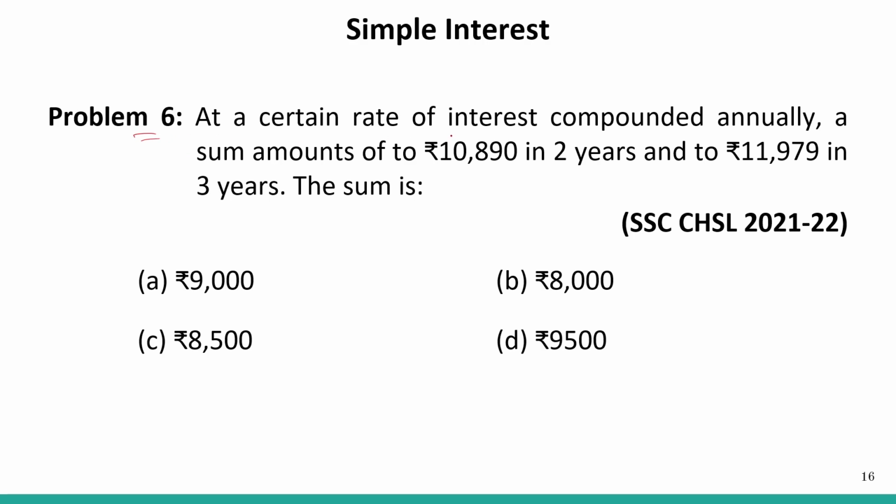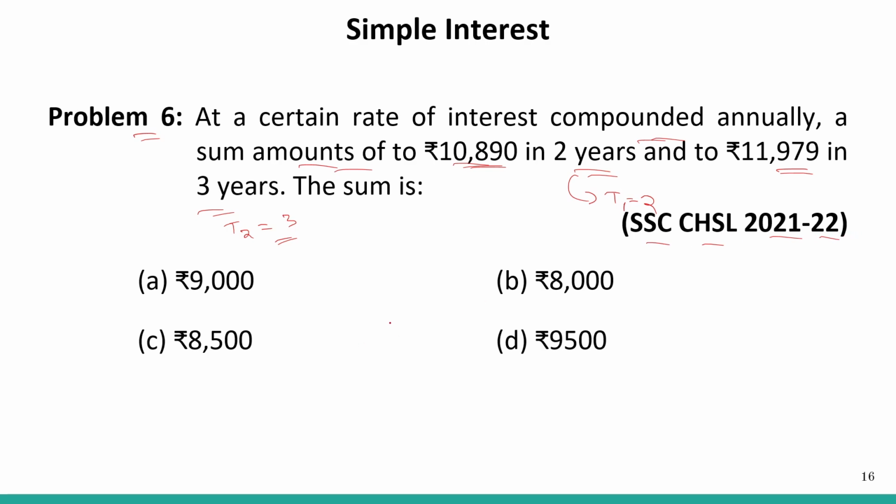At a certain rate of interest compounded annually, a sum amounts to 10,890 in 2 years, so T is equal to 2, and this much in 3 years. So this will be T2 and this will be T1. T1 is equal to 2 and T2 is equal to 3. So the sum is what? Is it 9,000, 8,000, 8,500 or 9,500? We'll see which among these four is actually correct. This question appeared in the SSC CHSL 2021-2022 paper.